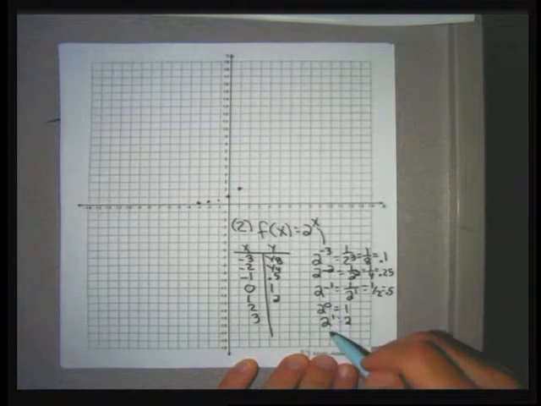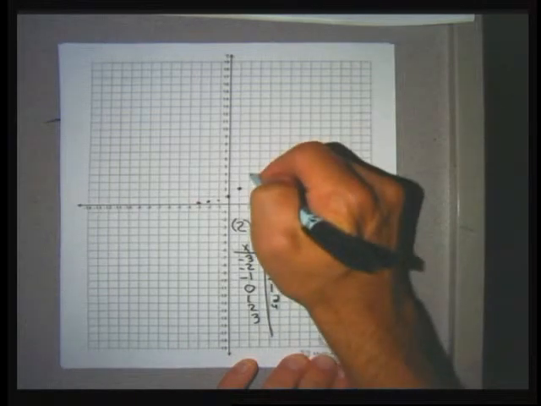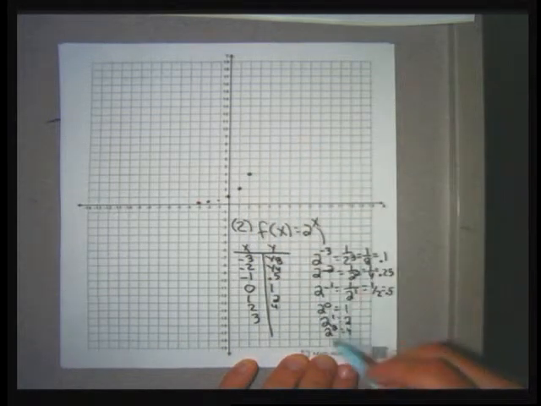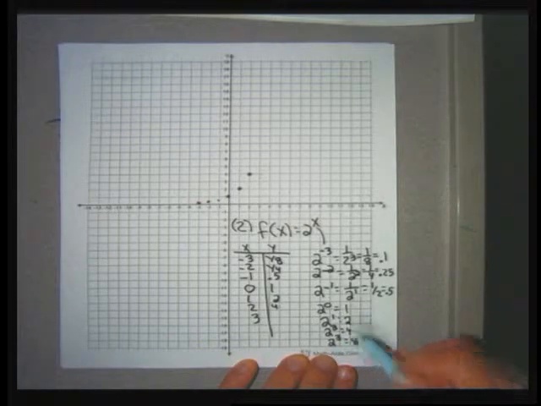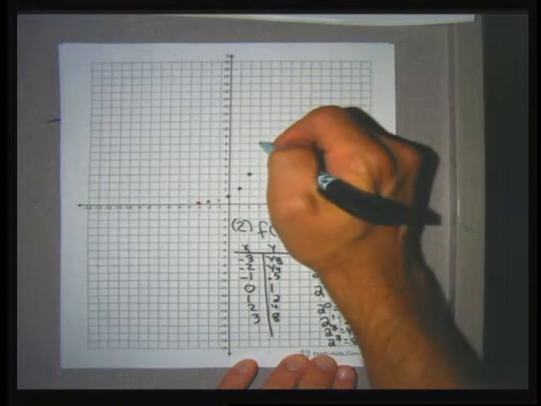And the sixth point, 2 to the second power is 2 squared, which is 4. So then I plot the point (2, 4). And then the last point, I put 3 in for x. I get 2 to the third power, which is 8. So (3, 8).